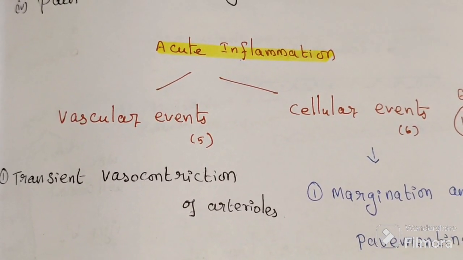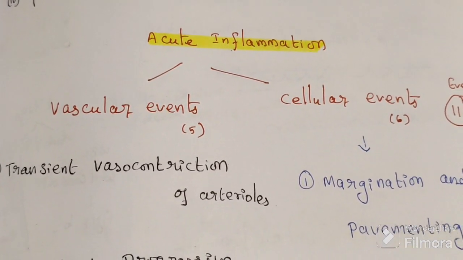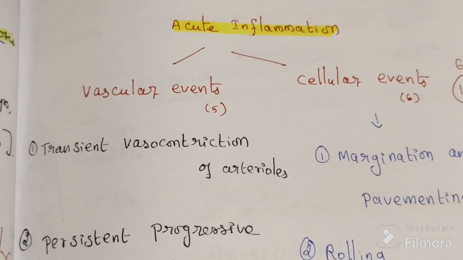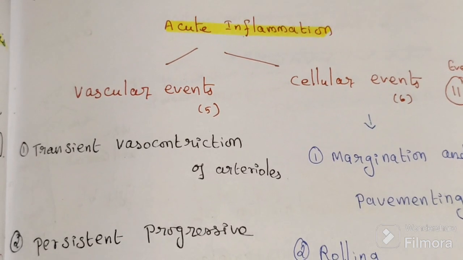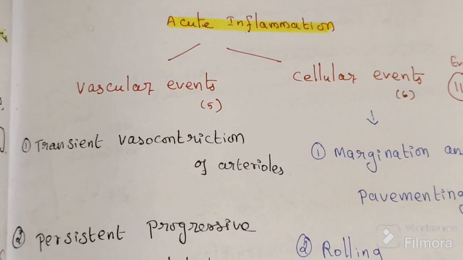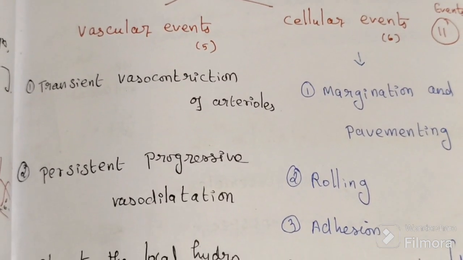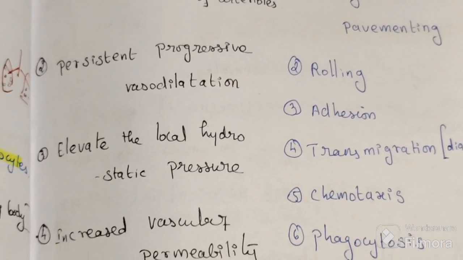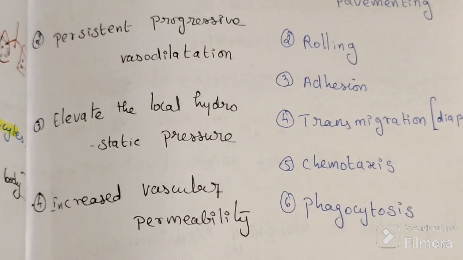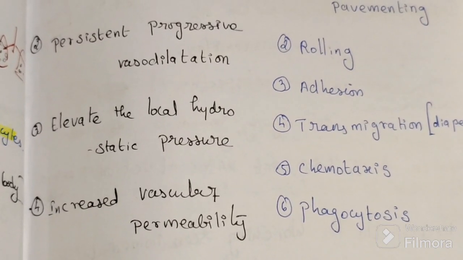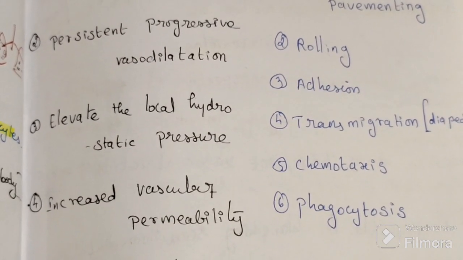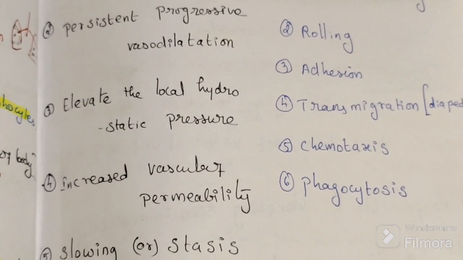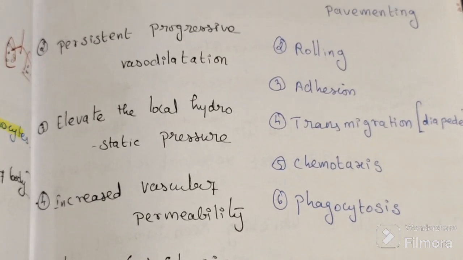In this video, a continuation of acute inflammation, we covered the vascular events, five different types: vasoconstriction, vasodilatation, increased local hydrostatic pressure, and vascular permeability, which means protein as well as fluid level increases and causes edema. The last one is blood stasis, the slowing process we discussed.